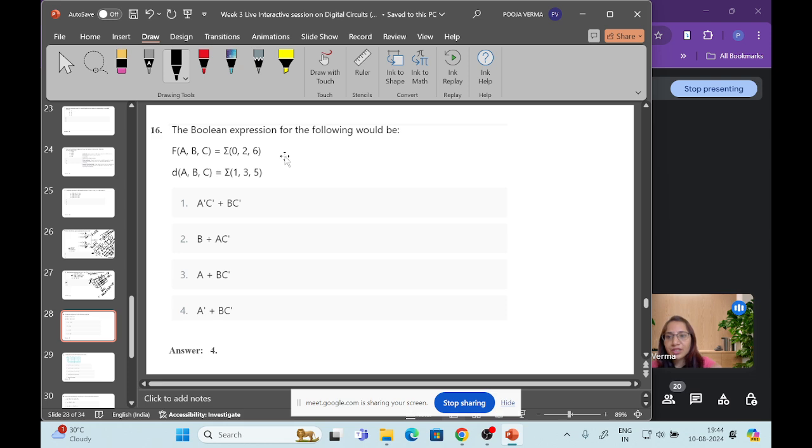So next question is: the Boolean expression for the following would be. What will be the Boolean expression for this case? So that means it is corresponding one. In these places the corresponding ones we need to put, and D denotes the don't care condition. So corresponding to this, the don't care condition we need to put.